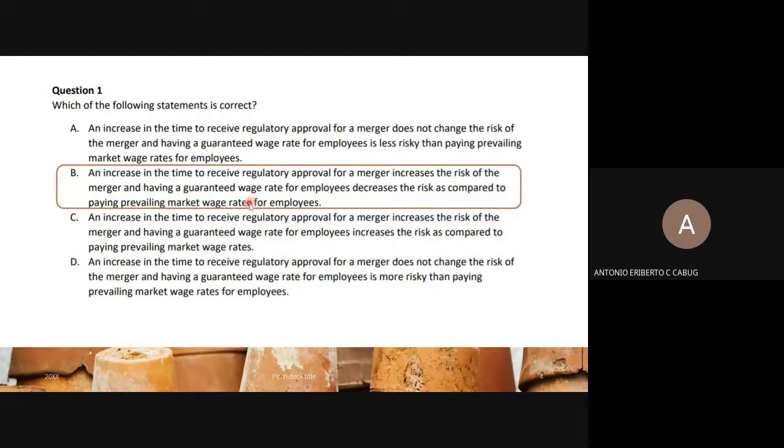Having a guaranteed wage rate for employees decreases the risk as compared to paying prevailing market wage rates for employees. You can think of this guaranteed wage rate as a forward contract. Kinontrata mo na yung wage rate is $5 per hour, no? Just an example. Gawin natin 15, no? $15 per hour. Kinontrata niya na yung wage rate is around $15 per hour. Okay? If you already know that it's $15 per hour, you do not need to worry about the wage rate na established na. It will not go higher than that.